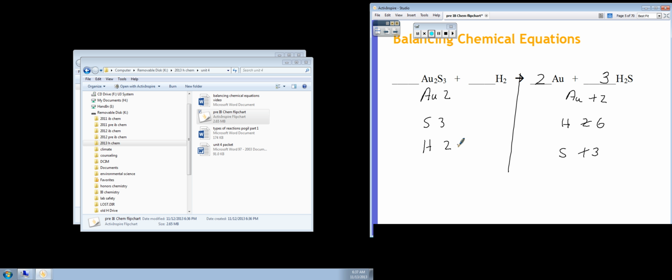Up here I need to figure out what number to put here. Then when I times it by 2, I get 6. That number is 3. 3 times 2 is 6. And now you have a balanced chemical equation.